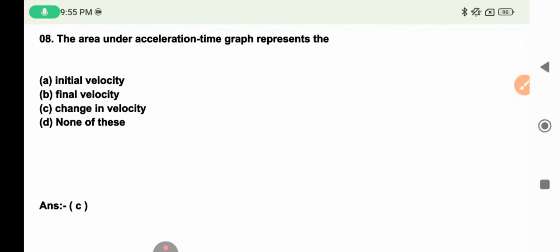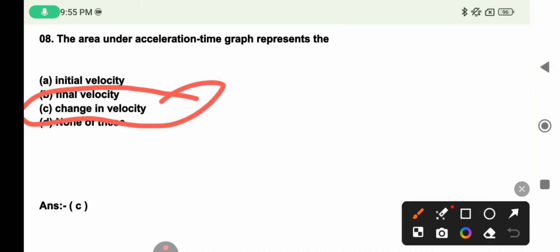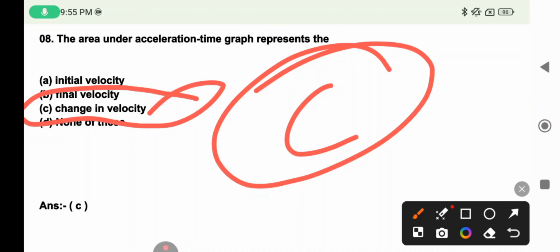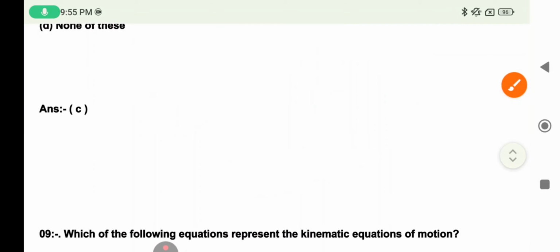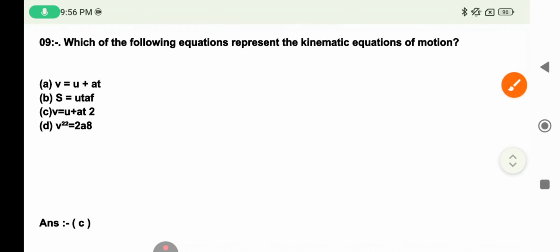The area under acceleration time graph represents the, and here the options: option A initial velocity, option B final velocity, option C change in velocity, and option D none of these. And the correct answer is option C, change in velocity. Now move on question number 9.